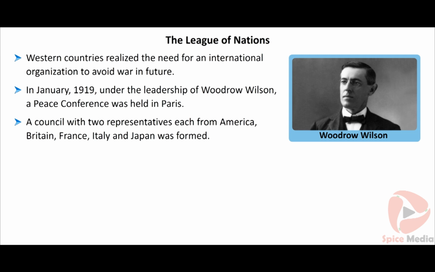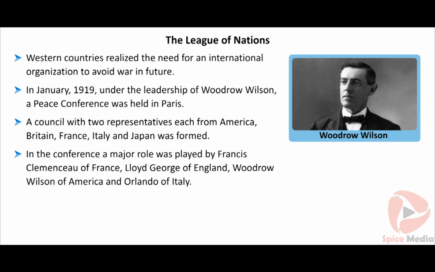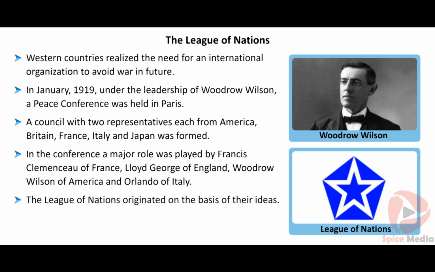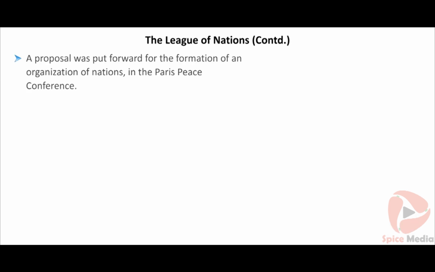The League of Nations. Europe was devastated after the First World War. Western countries realized the need for an international organization to avoid war in the future. In January 1919, under the leadership of Woodrow Wilson, the President of USA, a peace conference was held in Paris in which 42 countries participated.